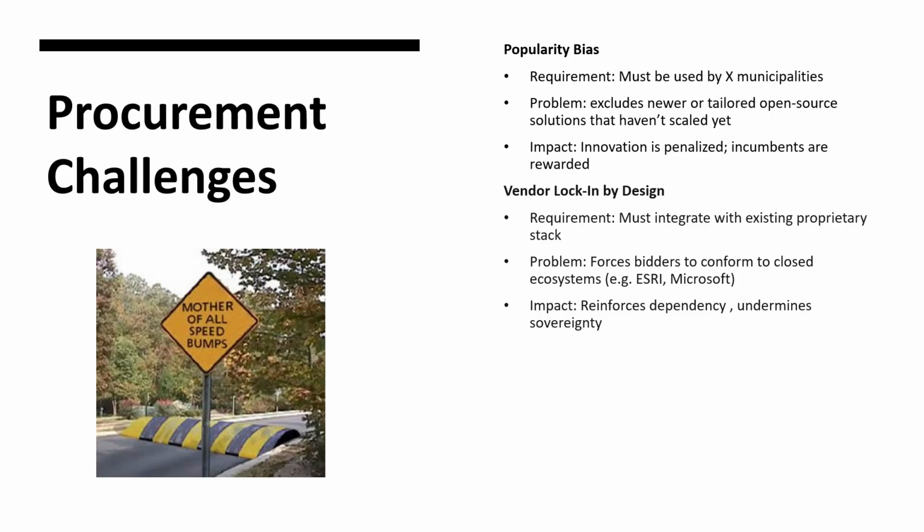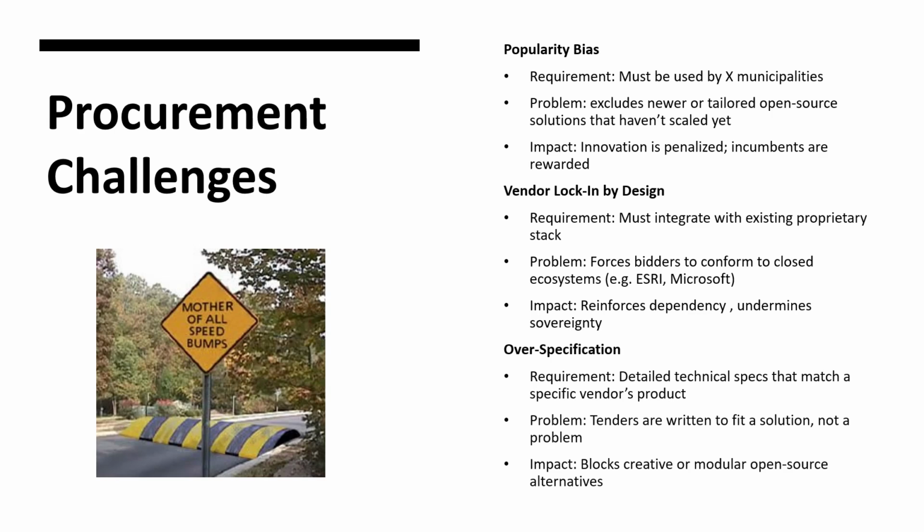It reinforces dependency and undermines sovereignty. Instead of opening doors, it builds walls. Third, overspecification. Some tenders list technical requirements that match a specific vendor's product, down to the interface, terminology, or architecture. These aren't neutral specifications. They're tailored to a solution, not a problem. And that blocks creative, modular open source alternatives from even entering the race.